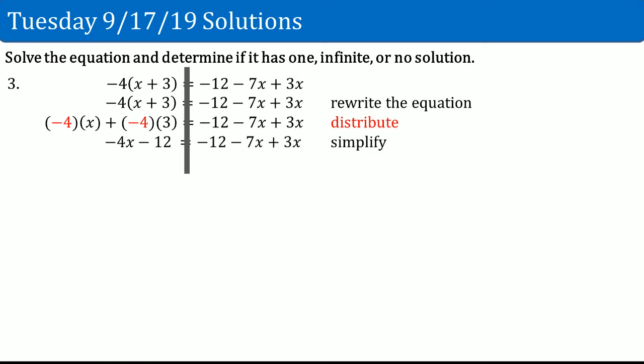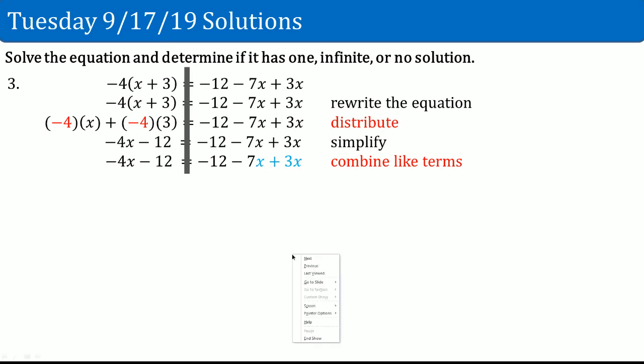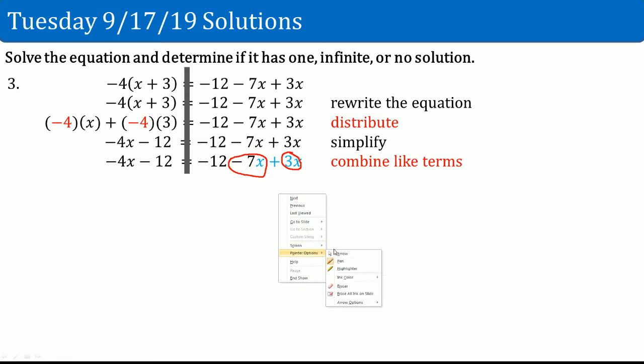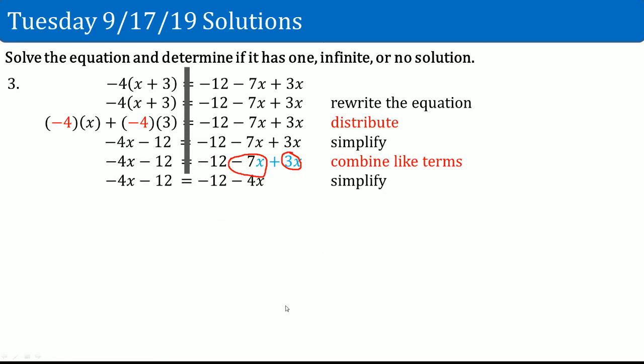On my right-hand side, I see some like terms. The negative 7x plus 3x. Okay, I was supposed to color code it, but I don't think it went through. So this is the first term, and that is the second term that are like terms. They both belong to the x family. Negative 7x plus 3x is negative 4x.